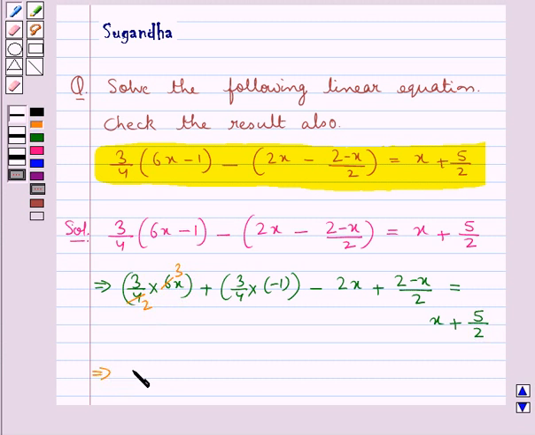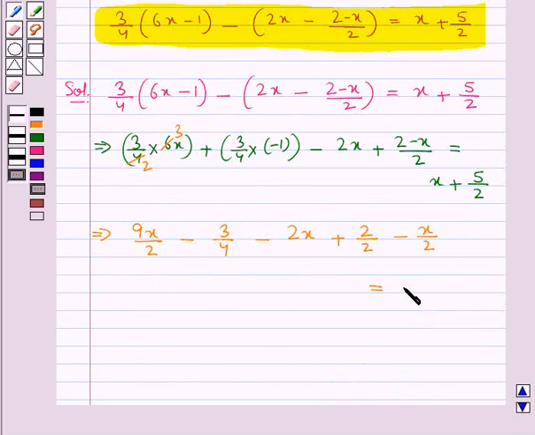Now, 2 times is 4, 2, 3 times is 6. So, this would give us 9x upon 2 minus 3 upon 4 minus 2x plus 2 upon 2 minus x upon 2 is equal to (x plus 5) upon 2. Now, we will multiply both sides by the LCM of the numbers 2 and 4, since we have 2 and 4 in the denominators.